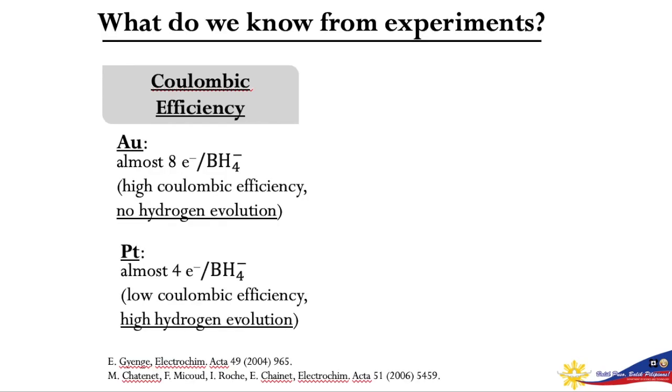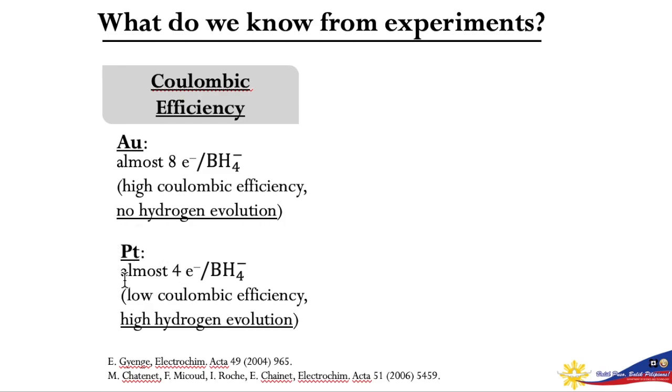What do we know from experiments? In terms of Coulombic efficiency, it was found that when you use gold as an anode catalyst for this particular fuel cell, almost 8 electrons per borohydride ion are produced. So we say that there is high Coulombic efficiency. And at the same time, it was found experimentally that there is no hydrogen evolution.